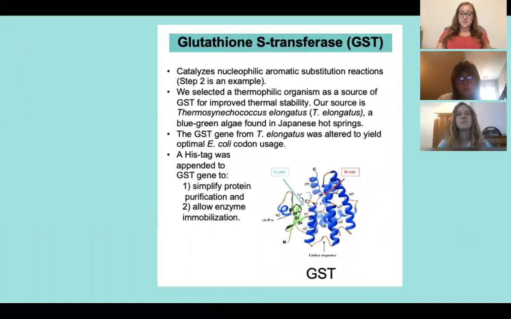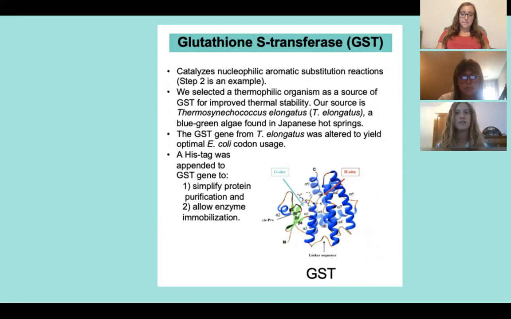As Alyssa mentioned, we are going to use glutathione S-transferase to catalyze the second reaction, which is a nucleophilic aromatic substitution. The one we have chosen is from a thermophilic organism, which helps us with the purification process and with thermal stability. Our source is Thermosynechococcus elongatus, or T. elongatus, which is a blue-green algae found in Japanese hot springs. And this GST has already been proven to work with a very similar reaction and our reaction as well.